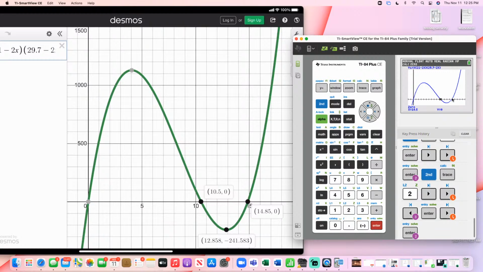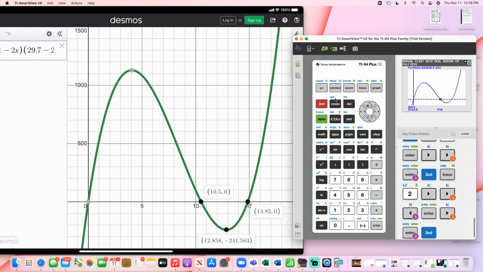Wait, so what if there are 2 zeros in the interval? Yeah, so that's why you had to set your left bound and right bound. That's why you need to do it between here and here. You don't want to do it here to here. The automatic is going to give me the first one. They don't give you the second one, I think.